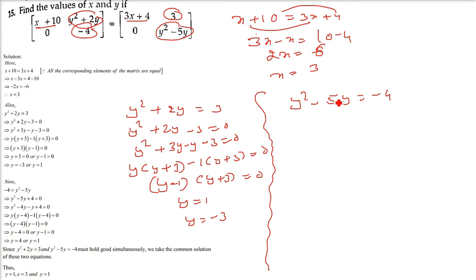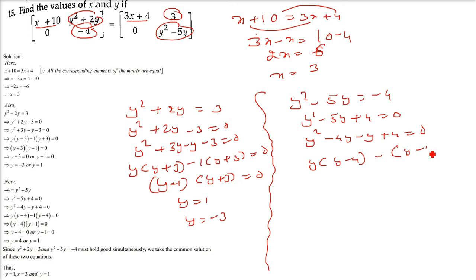Okay, y square minus 5y plus 4 equals 0. You can write it as -4y, -y, that will be minus 5y. y square minus 4y minus y. So y minus 4, I'll take this minus 1 common, y minus 4 equals 0. So you get y minus 1 and y minus 4 equals 0. So y will be equal to 1 and y will be equal to 4.